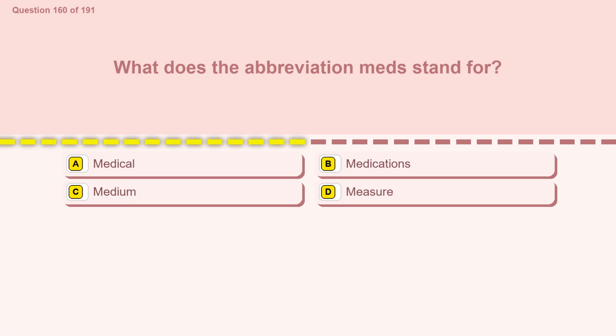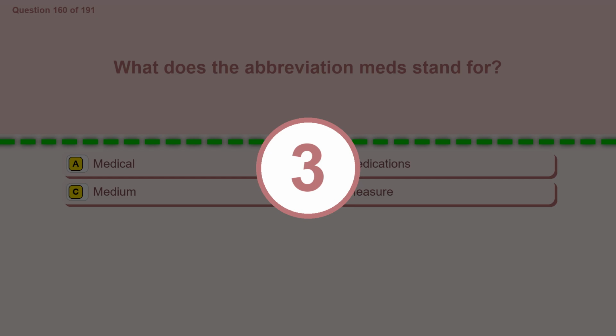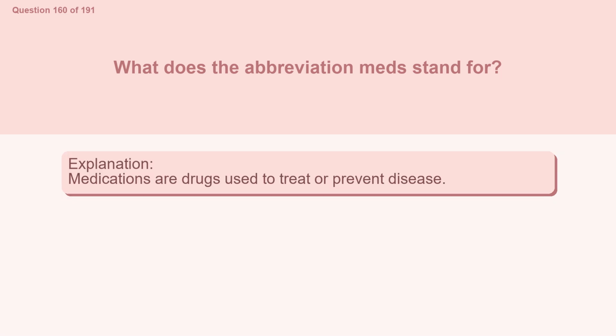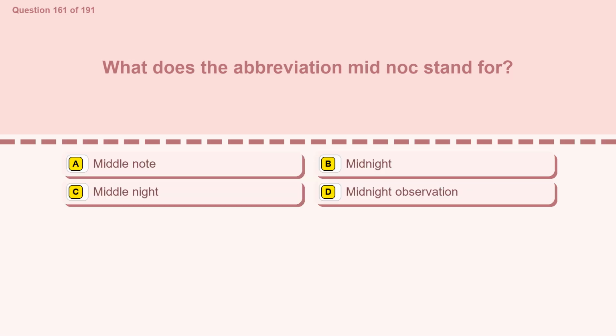Option A, medical. Option B, medications. Option C, medium. Option D, measure. The correct answer is option B, medications. Medications are drugs used to treat or prevent disease. Question 161. What does the abbreviation MID-NOC stand for?